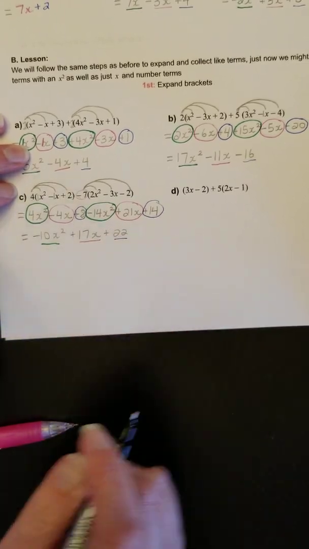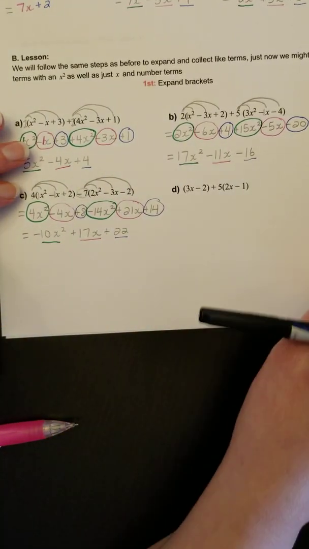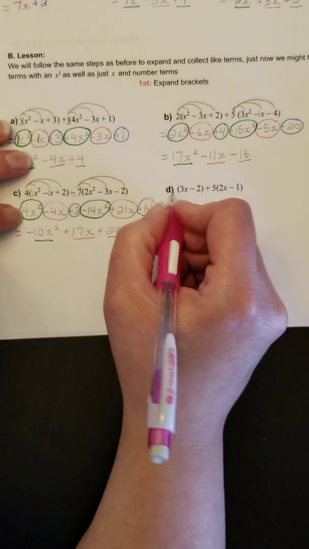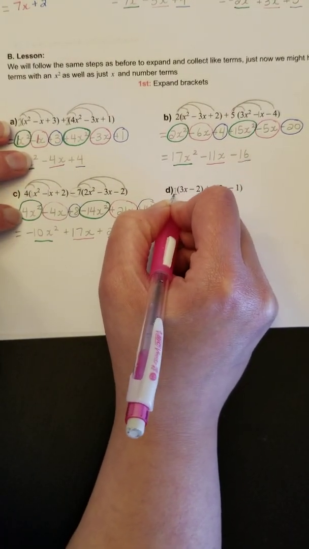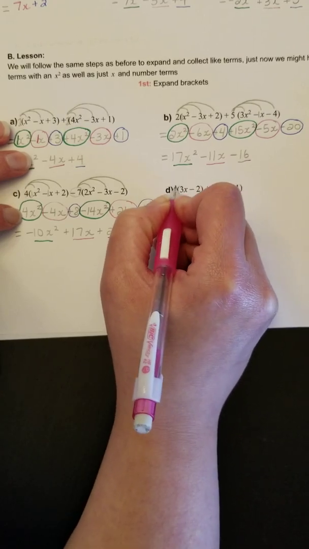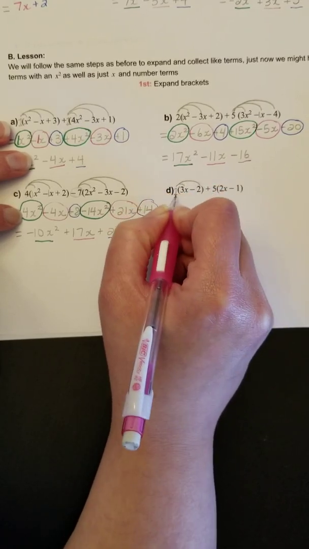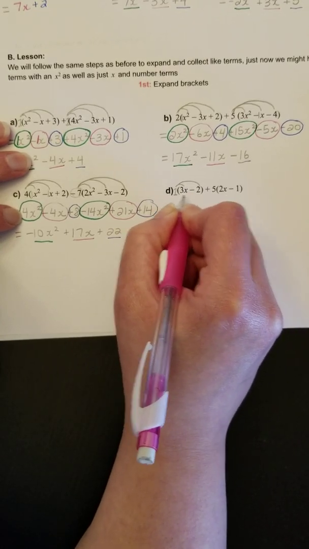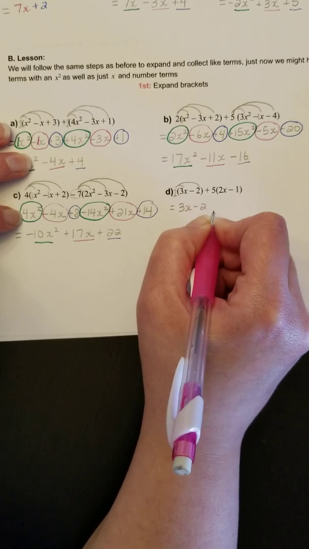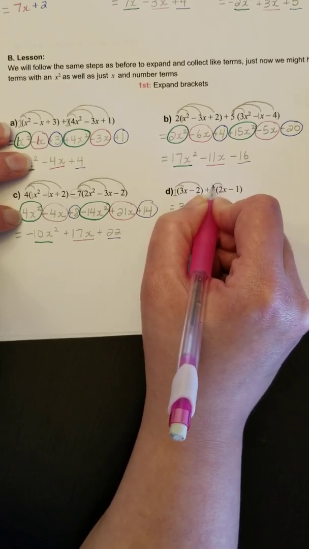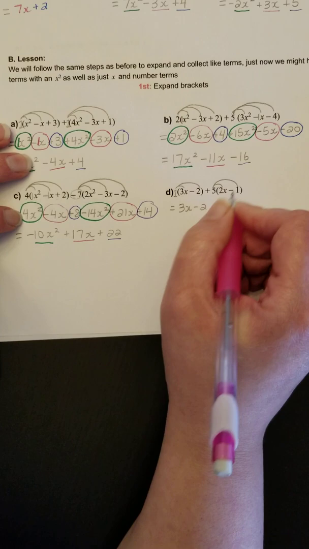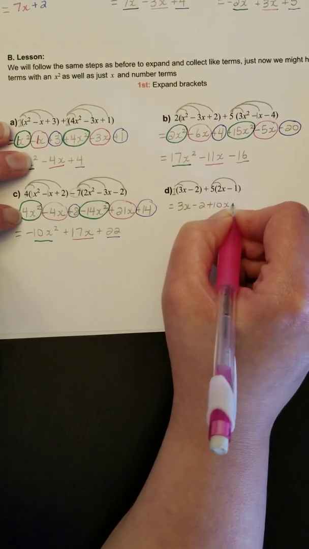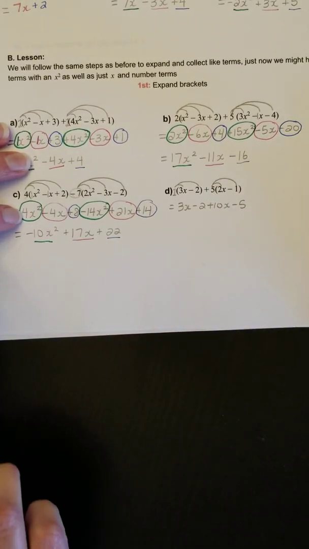So again, hopefully you guys are trying these and checking your answers. The last one, just again, another reminder. I have had a lot of people asking me about this 1 out front. If you don't have a number out front, it is a 1. So I'm going to multiply the 1 into this bracket. 1 times 3x is 3x. 1 times negative 2 is negative 2. And then 5 times 2x and 5 times minus 1. So plus 10x and 5 times negative 1 is negative 5.